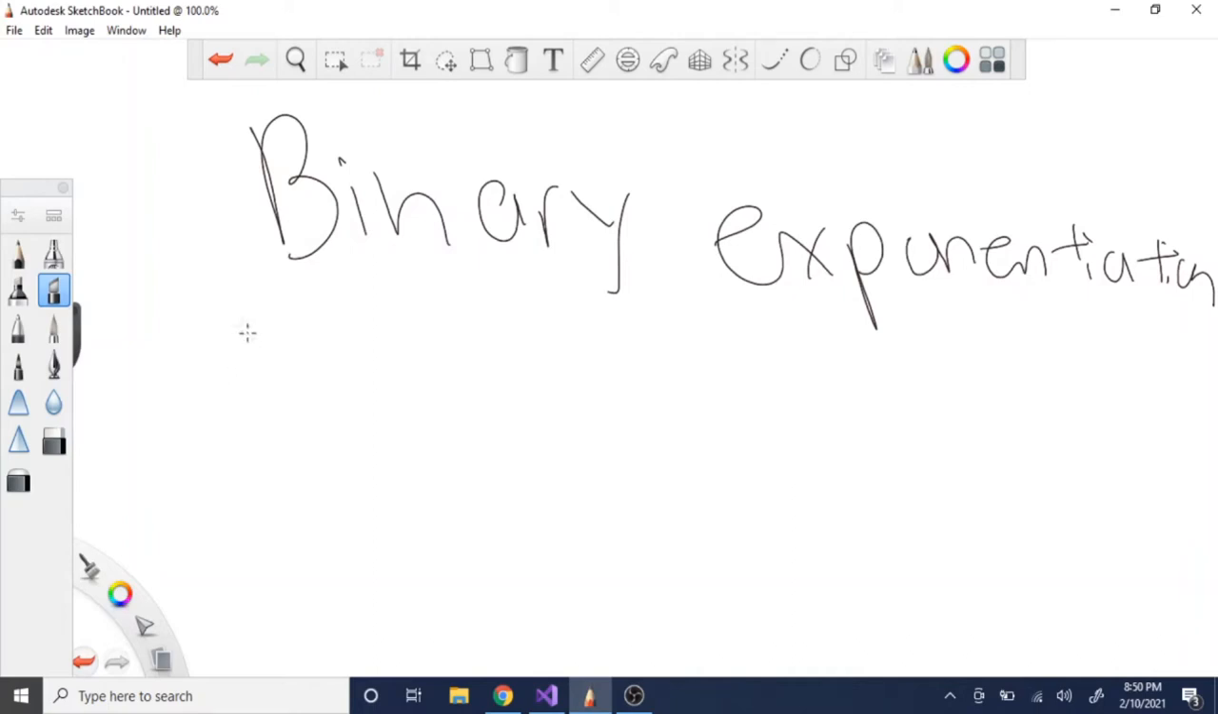Today we are going to go over binary exponentiation. So what is binary exponentiation? Sometimes you need to calculate a number to the power of something very large, right? But sometimes you get overflow and sometimes it's really slow to do it. So this is a way to help you solve this problem of calculating a number raised to a large power.